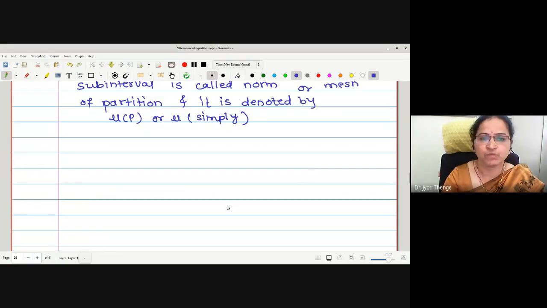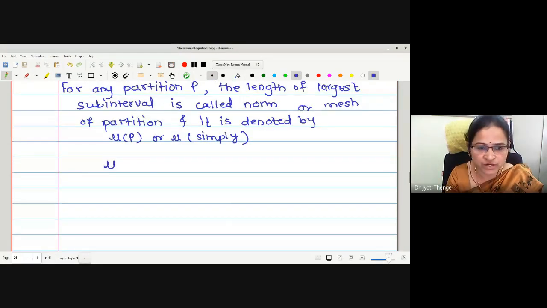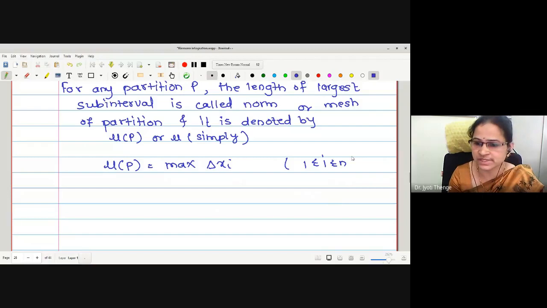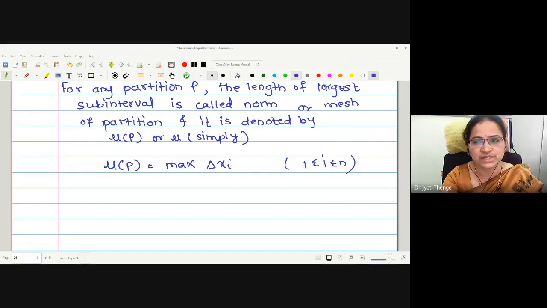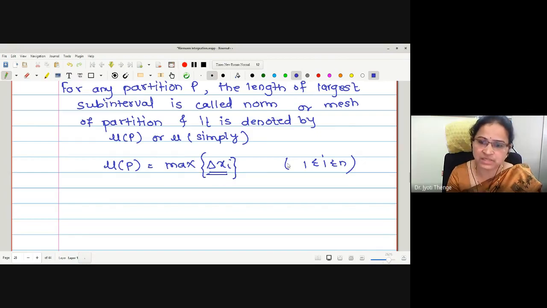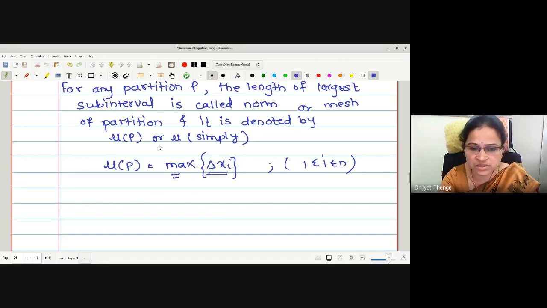Correct? Therefore, what can I define? Norm of a partition, mu of P. This is maximum among delta xi. What is delta xi we have defined? Summation of all intervals? No, it is not summation. This is length of ith subinterval. Okay. Now, if this is the length of ith subinterval, we are finding maximum among this. And what is the range for i? i is running from 1 to n. Therefore, if I evaluate this, it will give me the length of largest subinterval.